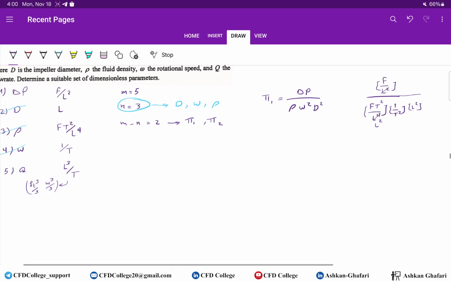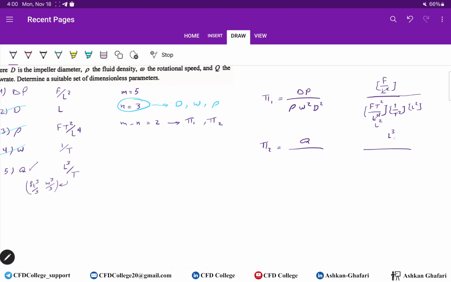The second one, pi 2, we should deal with Q. The unit for Q is L to the power 3 over time.